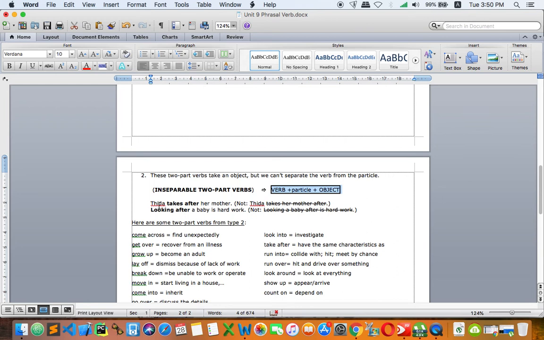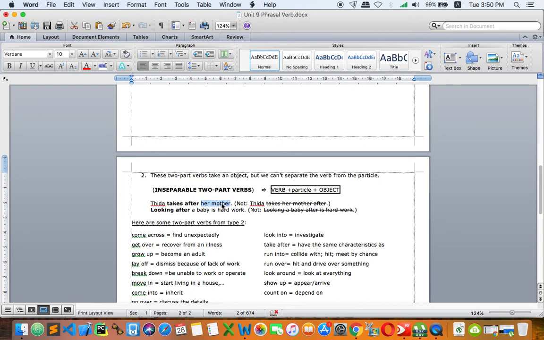For example, right here, Tita takes after her mother, not Tita takes her mother after, because take after is an inseparable phrasal verb, and then you cannot separate it. Instead of her mother, you can say Tita takes after her mother, or maybe take after her. Her here means her mother. So we can use an object or a pronoun at the end. It doesn't matter here for an inseparable phrasal verb.